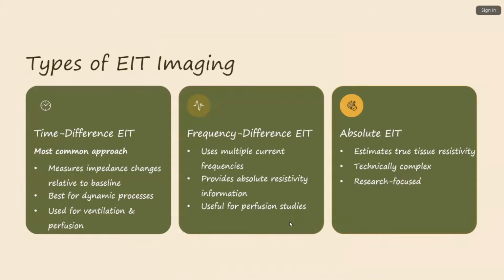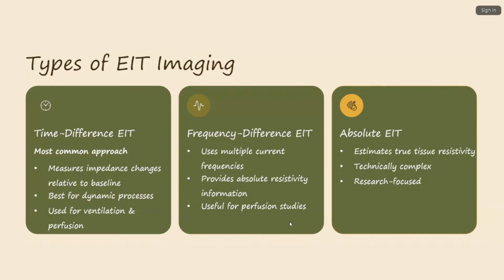There are basically three different types of EIT imaging. One is time difference EIT imaging, which is the most common approach, which measures impedance changes relative to the baseline, and it is best for dynamic processes. So it is used for ventilation and perfusion studies.